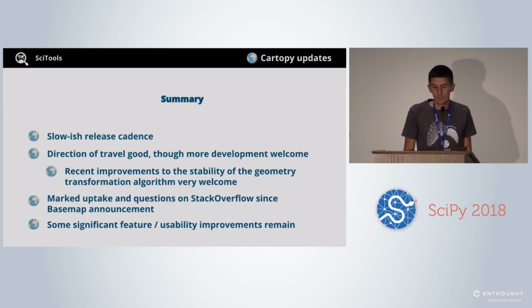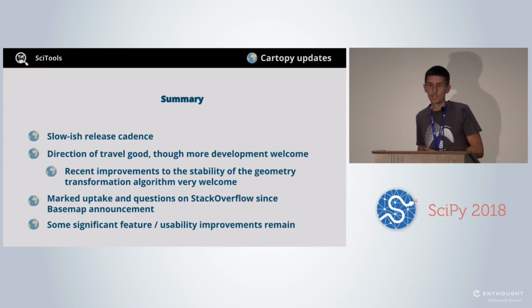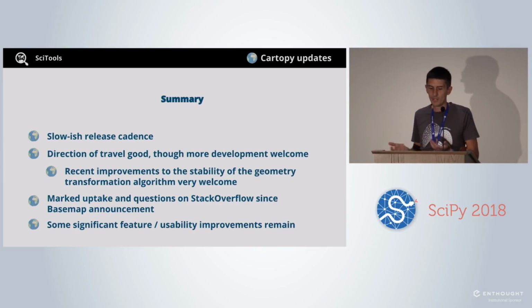Direction of travel is really good. As I say, Caterpie needs to prioritize building that core maintainer group. We're going to be sprinting on Caterpie this weekend, so if you're interested in geospatial visualization, come and check us out. There's loads of things that we can improve. And since Basemap's announcement earlier last year of deprecation, they announced Caterpie as the suggested alternative or replacement. They've definitely noticed an uptake, a spike in uptake, and questions on Stack Overflow. So again, healthy direction of travel.